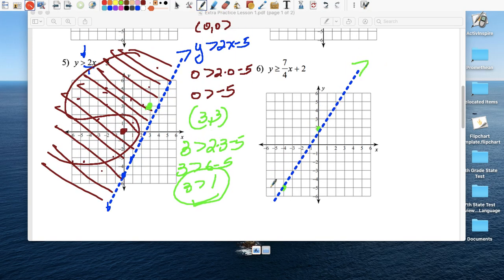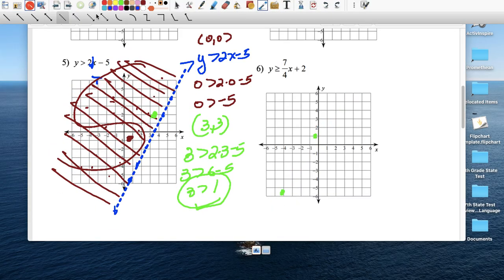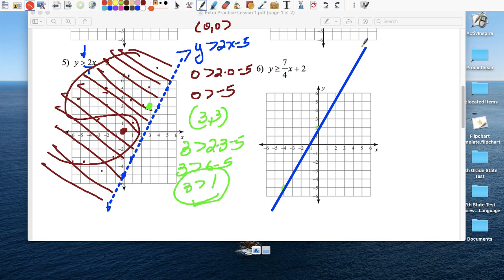Here's my line. Y is greater, oops, sorry, made a mistake. Not a dashed line, a solid line because it's greater than or equal. So we use this line right here. Y is greater than or equal to 7 over 4x plus 2.